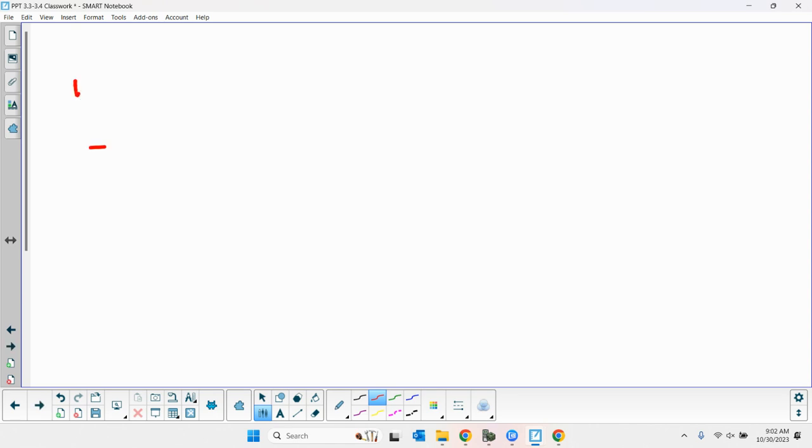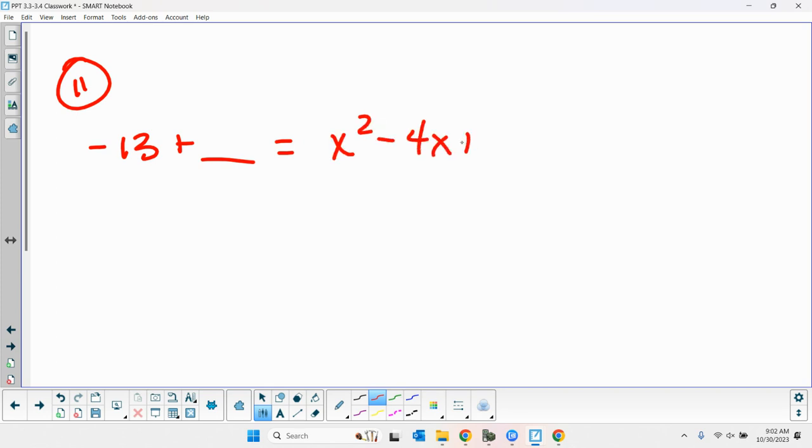So it's negative 13 plus blank equals x squared minus 4x. So I did the first step. I took the 13 over. What goes in the blank, Ryder? 4. Yeah. Half of 4. My b is 4. Half of 4 is 2. 2 squared is 4. So over here on the right, square root of x squared, there's a minus in front of the b, square root of 4. And then negative 13 plus 4 is negative 9.